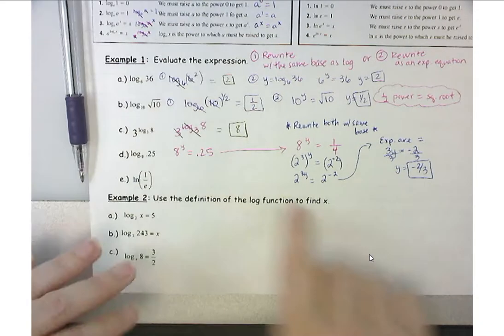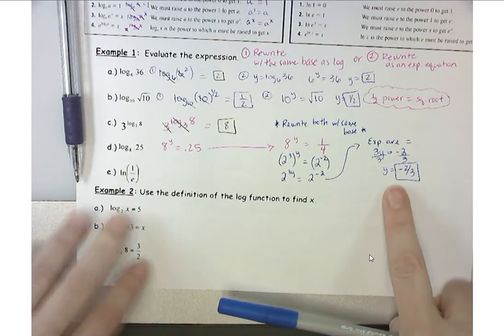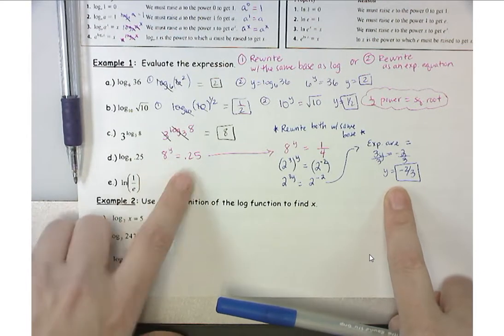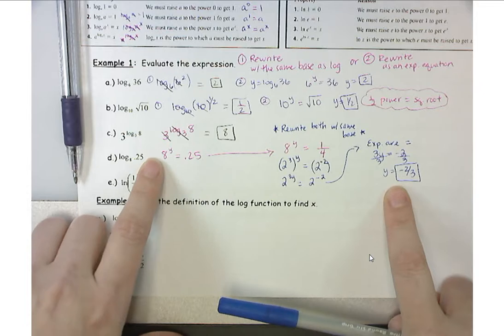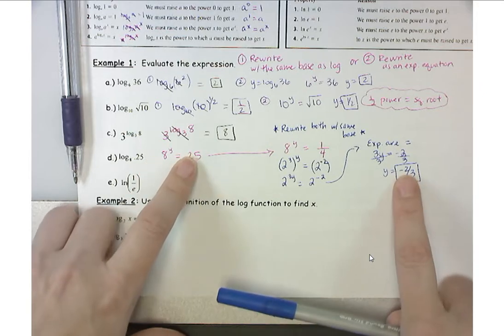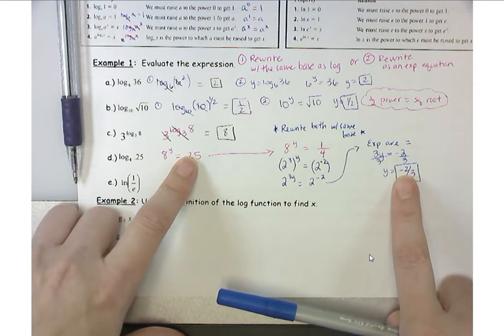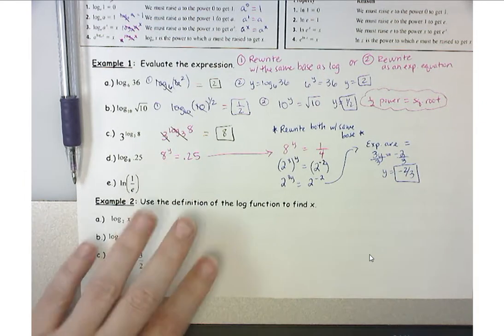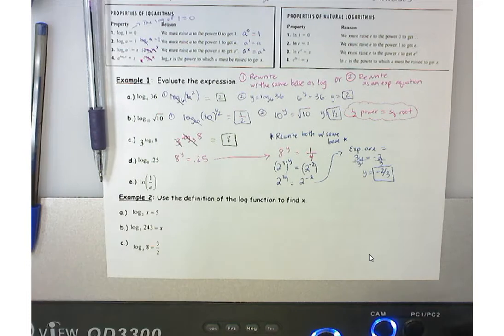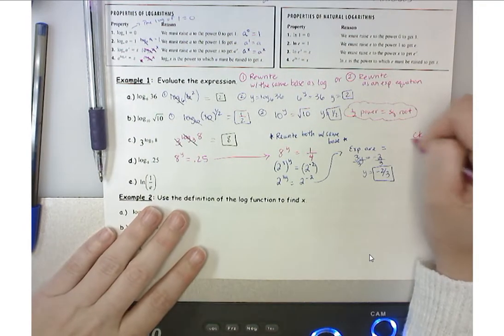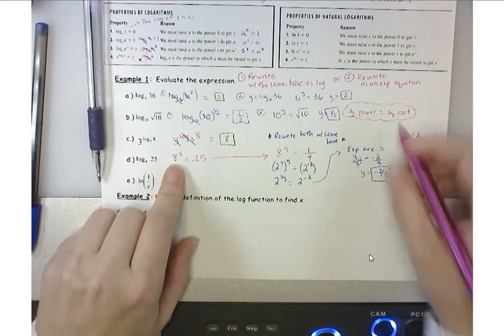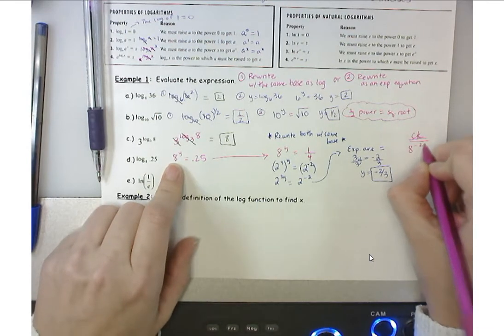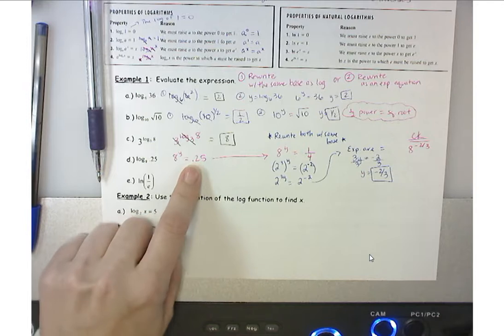So let's think about what happened here. I need to go from 8 to 1/4. Because I was going to something that was a fraction, I used the negative. And because I was going to something that was smaller, I had to have a fraction in the first place. Now let's check this. So if I have 8 to the negative 2/3, if I evaluate this, I should get 1/4.